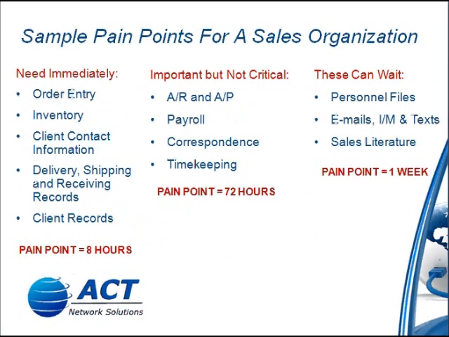Now, once you've done that, you go back to your grouping and say, okay, fine. In this sales company's organization, we figure that we can go for 8 hours before things really start getting dicey for our left column information. In the middle column, well, we can live without that for 3 days. And maybe in this example, they can live for a week without their personnel files or their emails or their sales literature. It's kind of a subjective thing, but you have to have an idea of what you need to keep your business running.